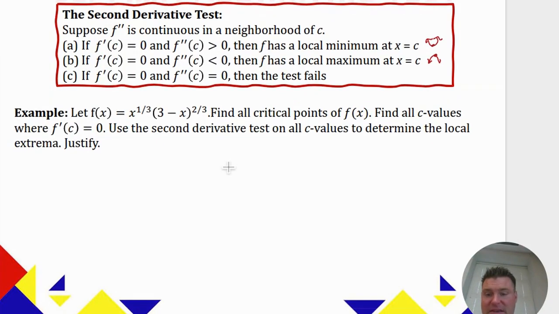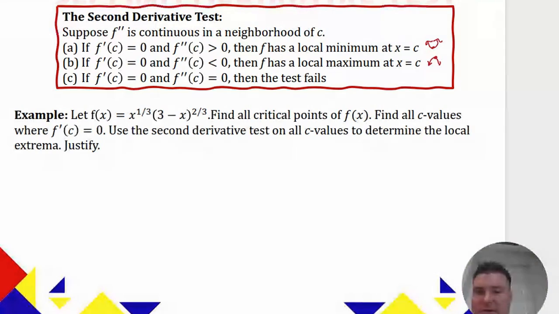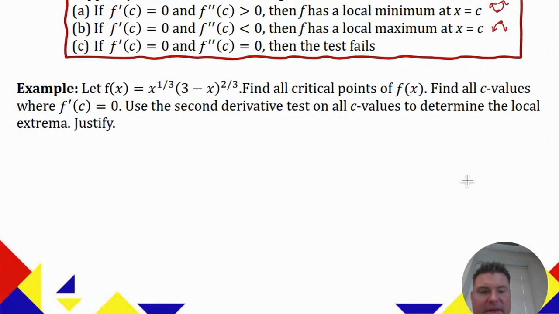So let's go ahead and get down here to our second example. Let f of x equal that nasty looking thing, and we're going to find all critical points of f. And then we're going to find all c values where f prime of c is equal to 0. We're going to use the second derivative test on all the c values to determine the local extrema. This one can be a bit of a bear, so this is really good practice for you to go through this derivative and look at everything.